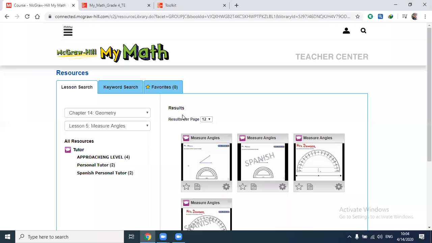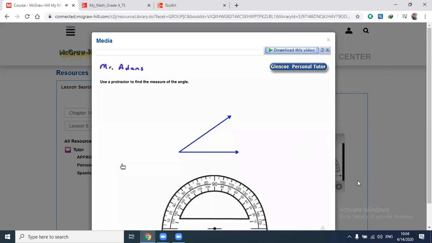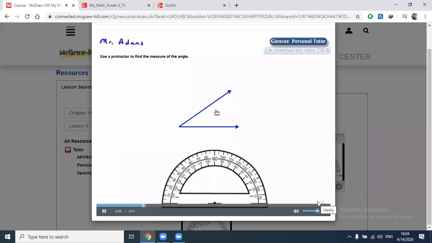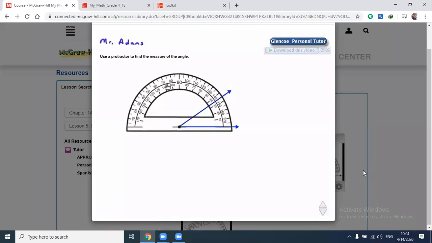Okay, let's watch this video. Hello, I'm Mr. Adams. We're going to measure angles. Use a protractor to find the measure of the angle. So we have our angle here and our protractor. We're going to move the protractor up so the vertex of the angle matches up with the center of the protractor. This would be the 0 degree right here. Where the line meets the 0, that is where we begin to read the protractor. I'll go up, and it's between 30 and 40. It's right on the line, so it's 35 degrees. So our angle measures 35 degrees.